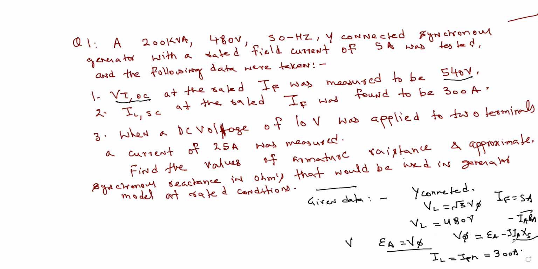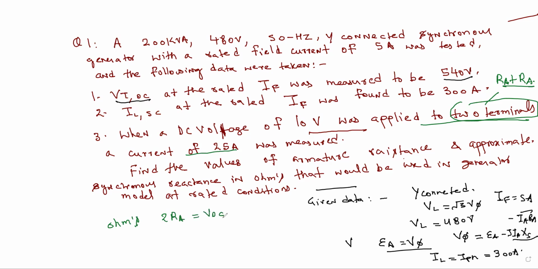The generator described above is basically Y connected. For the direct current resistance test, there are two windings. When a DC voltage of 10 volts was applied to two terminals, every terminal has a resistance RA, so two terminals will have resistance 2 RA. Then you can apply Ohm's law for the DC value, so 2 RA would be equal to VDC by IDC.